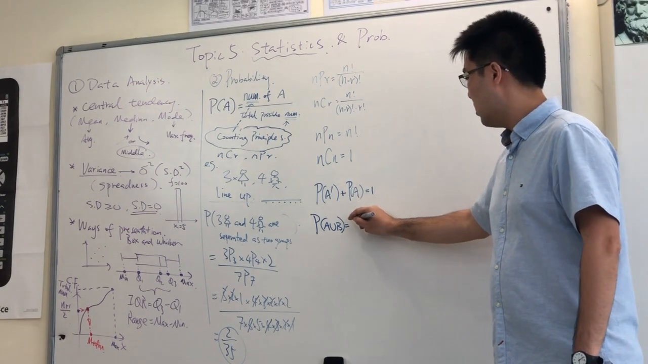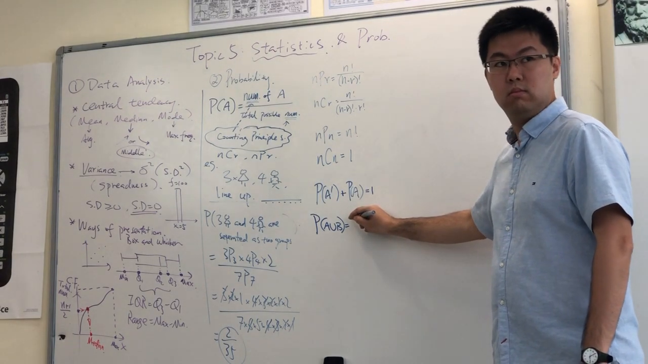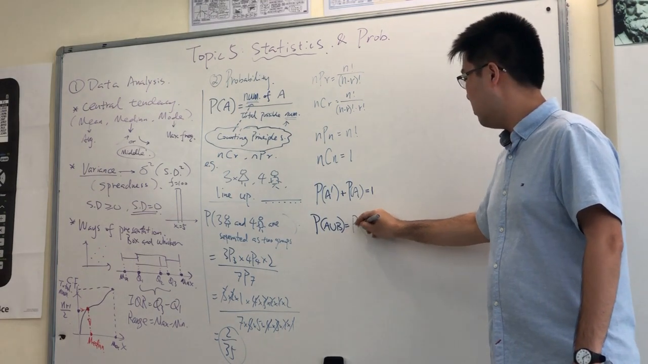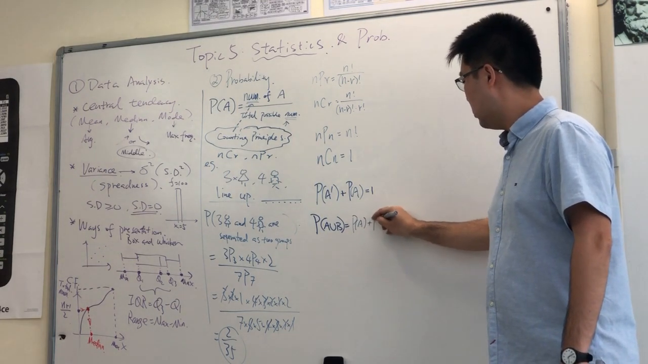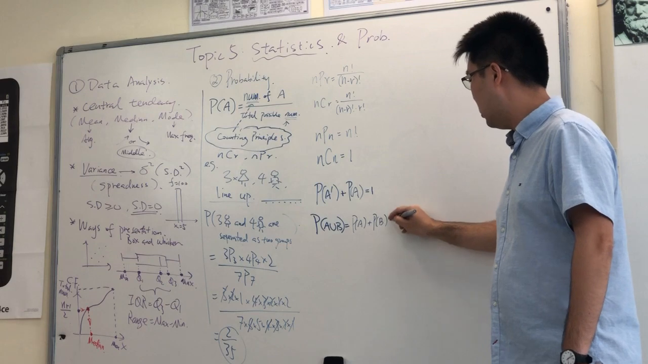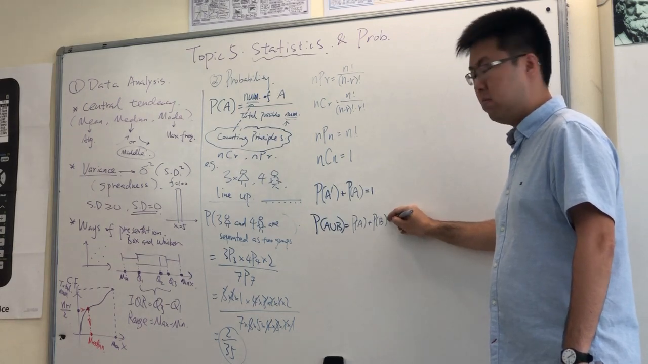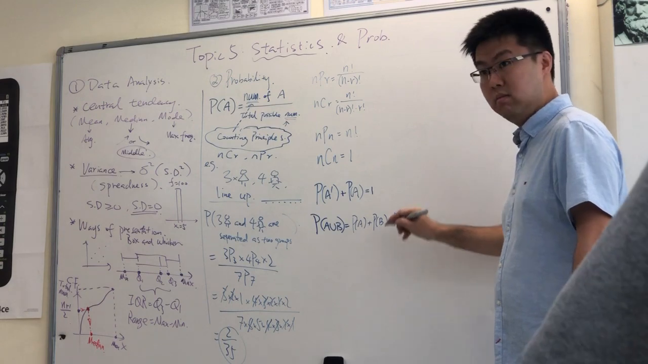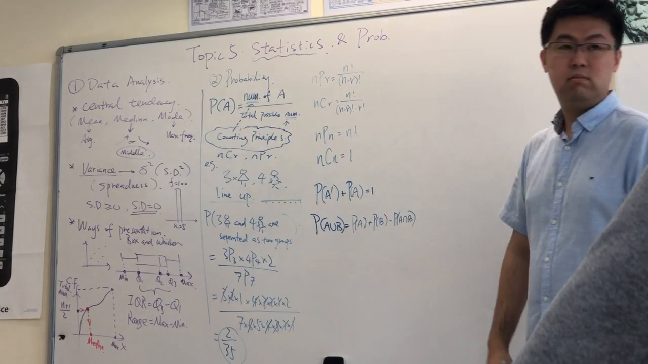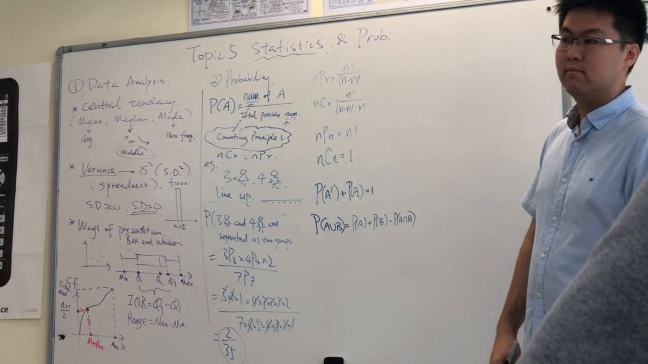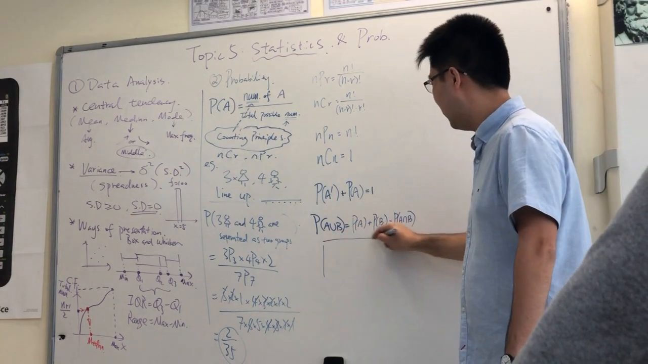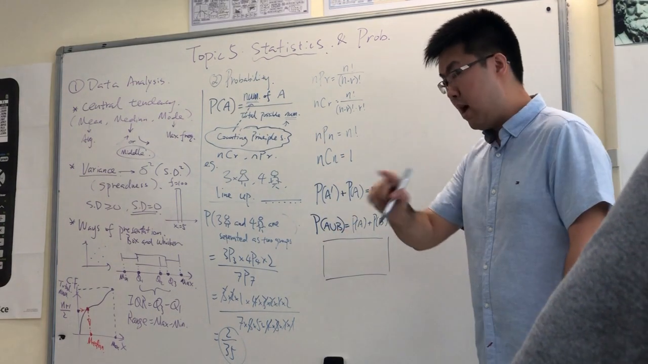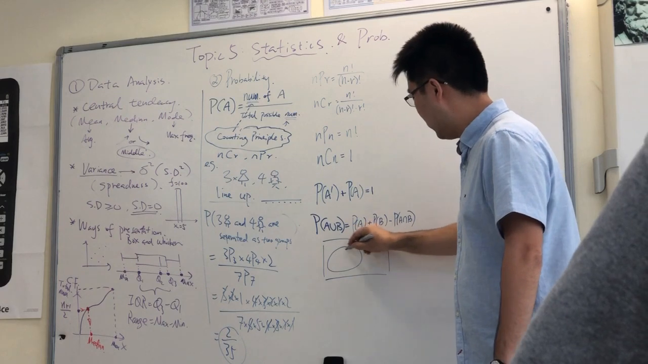It's PA plus PB minus PA union B... plus PB minus PA intersect with B, like that? Yeah. Why? Just draw the Venn diagram, and you can understand. Otherwise the common area would be counted twice. Common area from the Venn diagram.